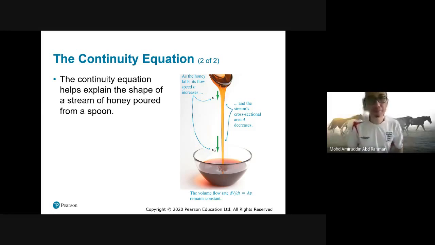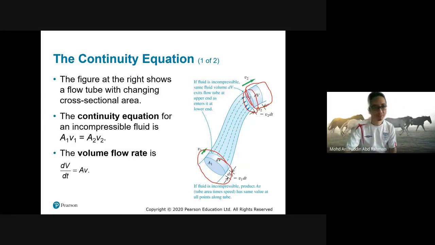All right. So that's the concept of the continuity equation. And we have one more equation, which is the volume flow rate. So the volume flow rate dV over dt is Av. So that's the volume flow rate.